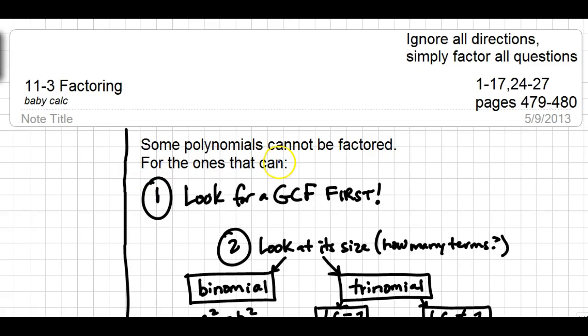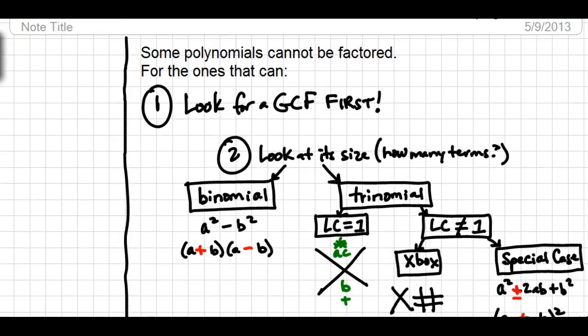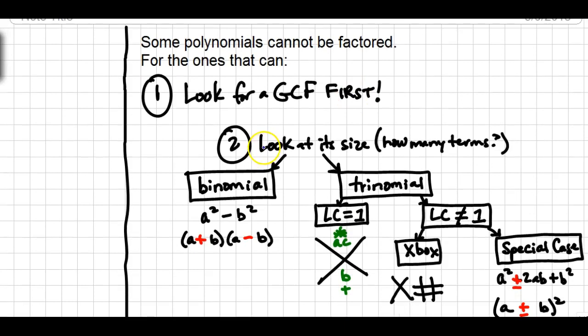For the ones that can be factored, you want to look for a GCF first. Again, GCF stands for greatest common factor. If there is a GCF, go ahead and factor it out, and then whatever's left inside the parentheses, see if that can be factored any further. Whether or not you pull out a GCF, the next thing you'd want to do is look at the polynomial's size. How many terms does it have?